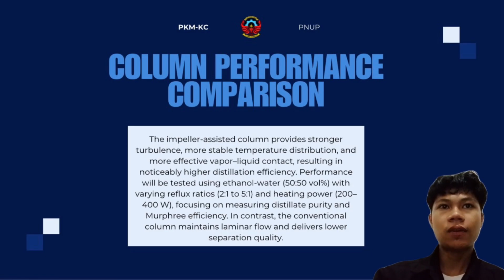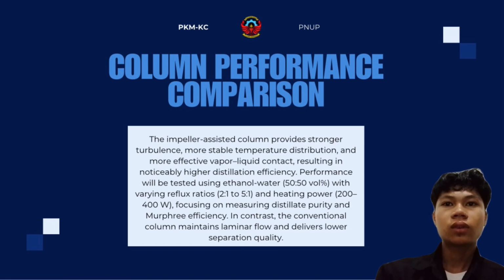Our column offers significant performance improvement. The impeller column will produce stronger turbulence, more stable temperature distribution, and more effective steam-liquid contact, resulting in higher distillation efficiency. Our testing will use a mixture of ethanol-water 50-50 with variations in reflux ratio from 2:1 to 5:1 and heating rate. We will measure key parameters such as distillate purity using a refractometer and McCabe-Thiele efficiency.